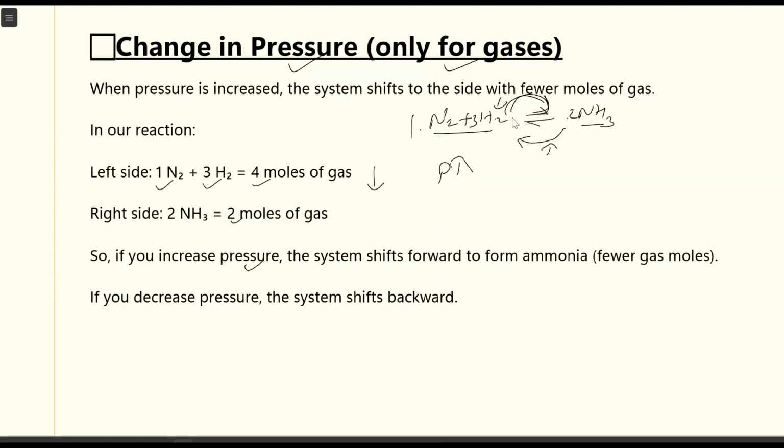The reason for that is the number of moles is decreasing. If the pressure is increased, the system should shift forward to form ammonia, with fewer gas molecules, right? Similarly, if we decrease the pressure, the system shifts backward. If the pressure decreases, more gas should be formed, and more gas is on the left side, so the right side reaction will shift to the left side reaction. That happens in a change of pressure.